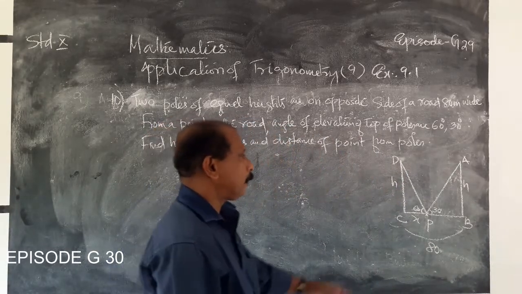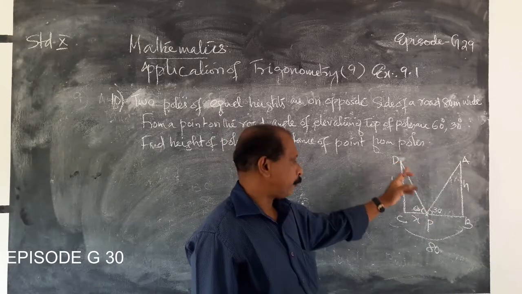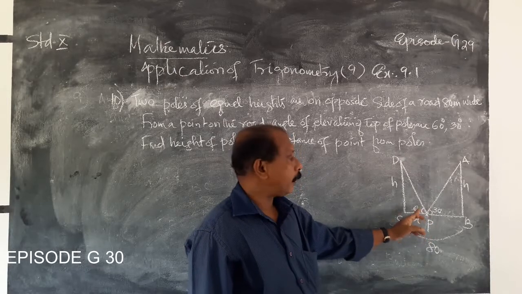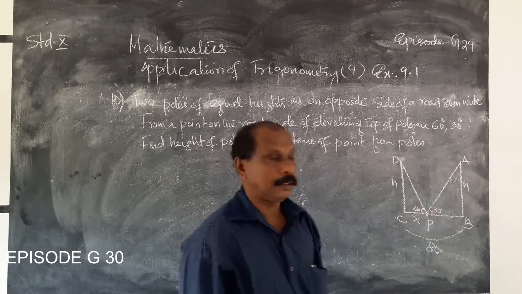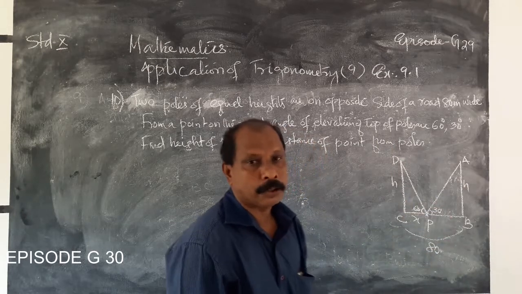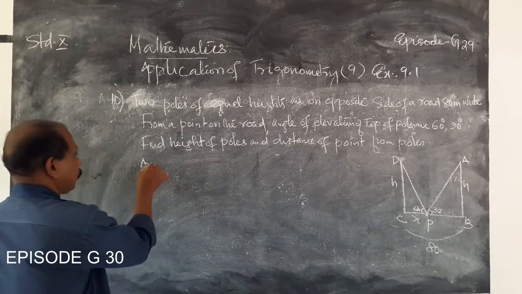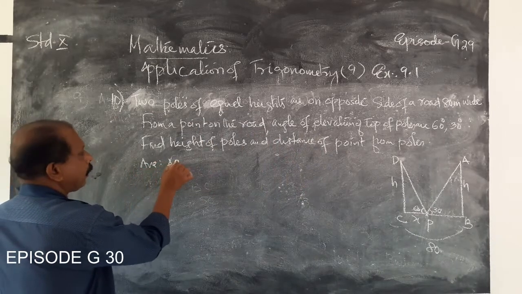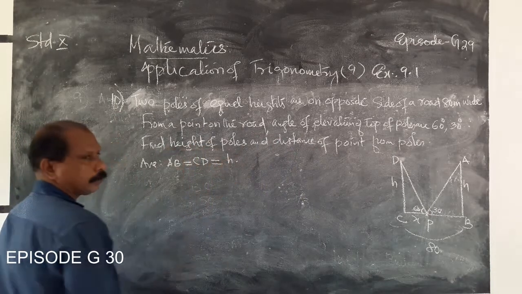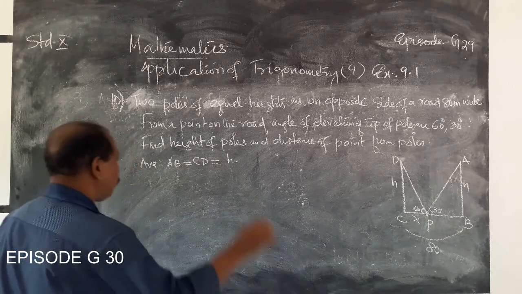And the angle of elevation of the top of the first tower from a point on the road is 60 degree, and for the second tower it is 30 degree. We can find out the height of the poles and also the distance of the point from the poles. That means AB is equal to CD is equal to H. That is the height of the two poles. And CP is equal to X.